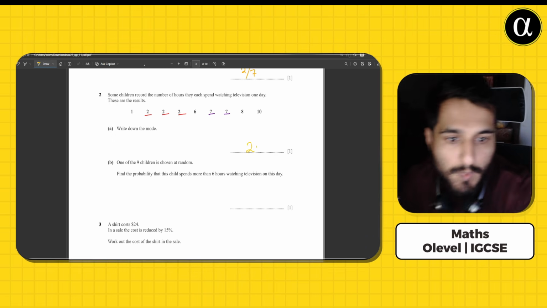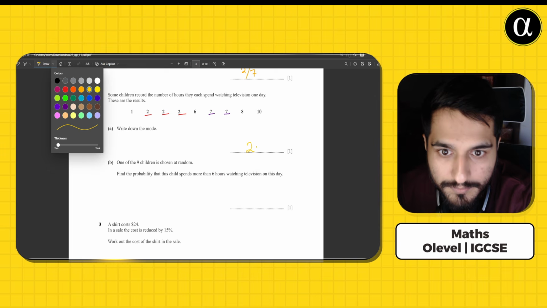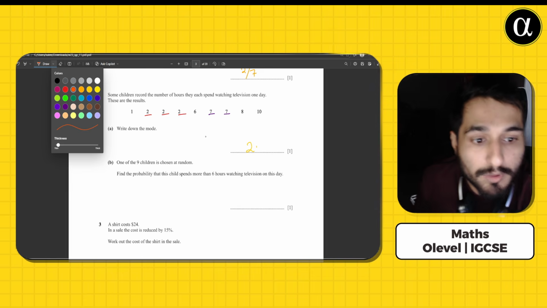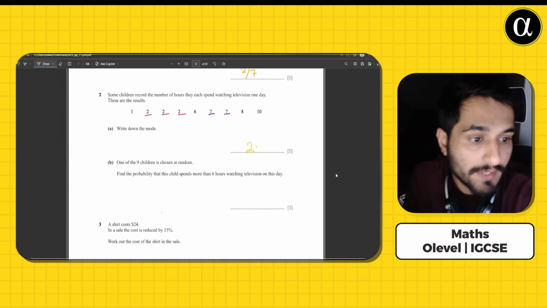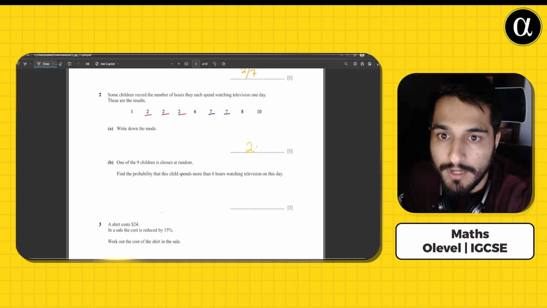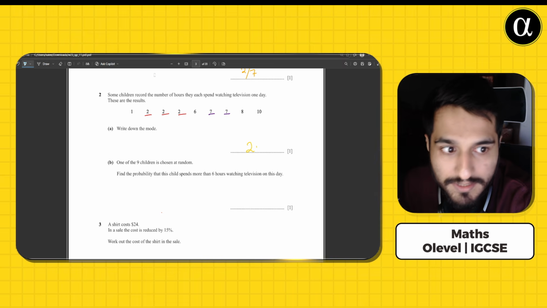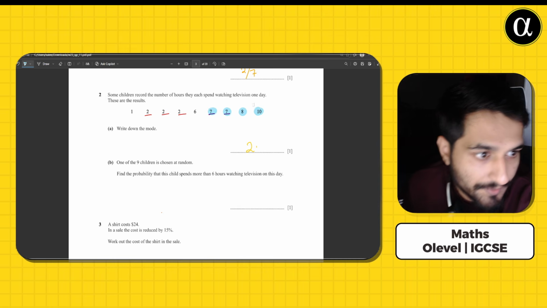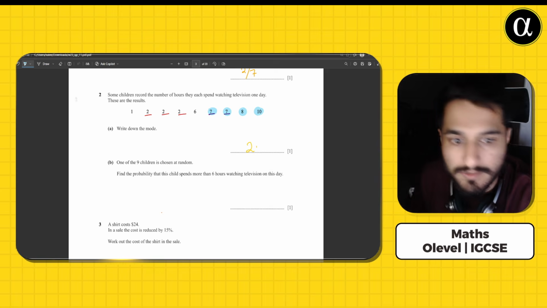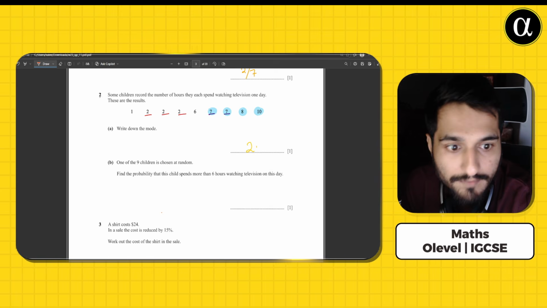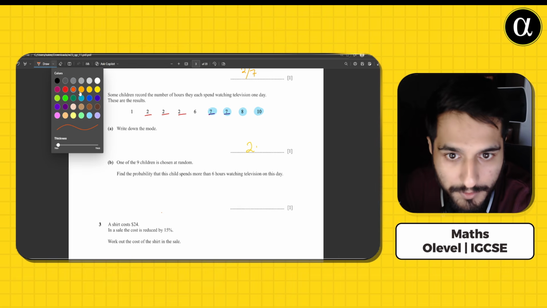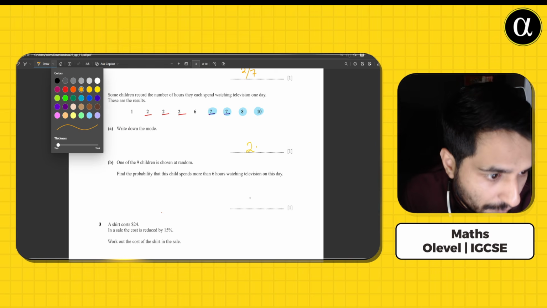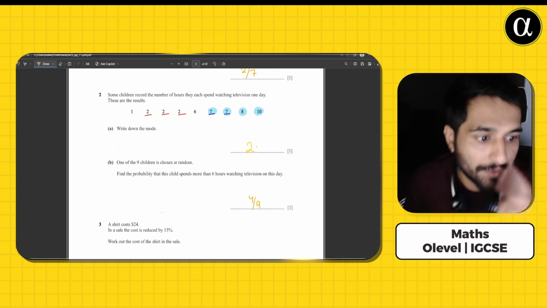Now the next part says one of the 9 children is chosen at random. So there are 9 children, out of which we choose one, and that is a random selection. Find the probability that the child spends more than 6 hours watching television on this day. More than 6 means that we need to consider 7 and the numbers above 7. So it's going to be this, and this. The probability is favorable upon total. That turns out to be 4 over 9. Here we go. That's how we're going to do this one.